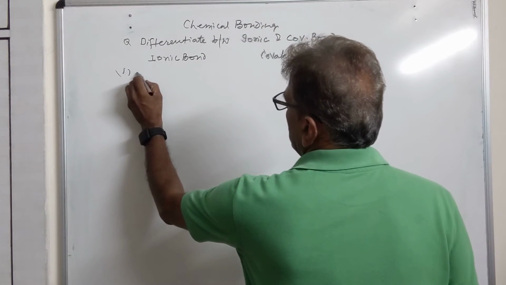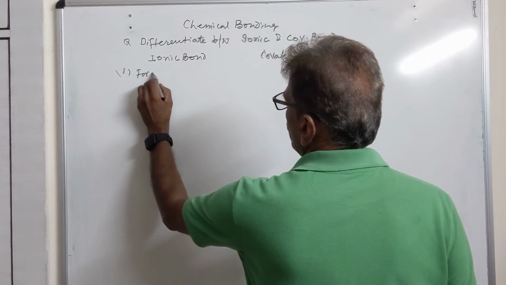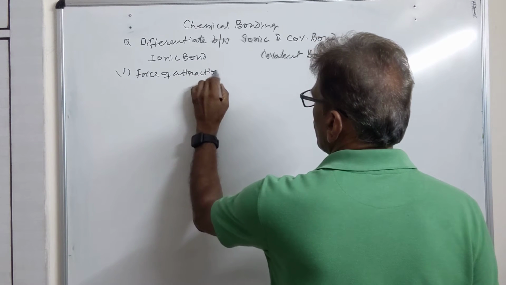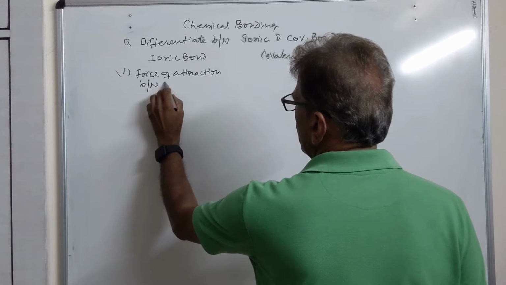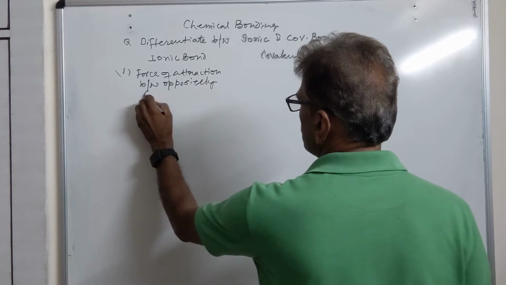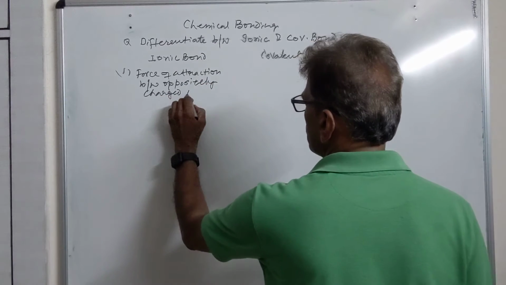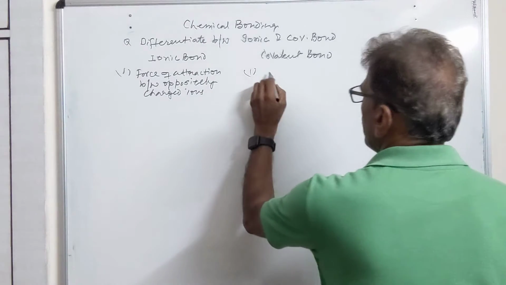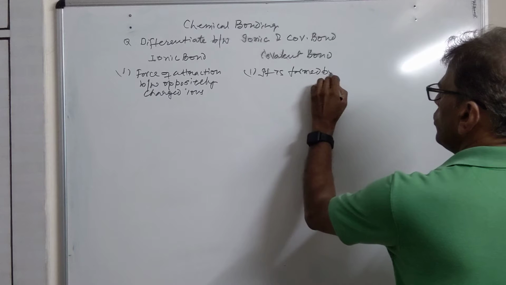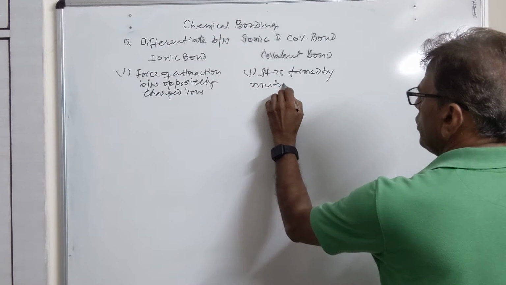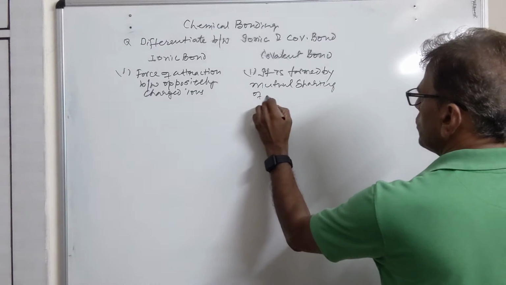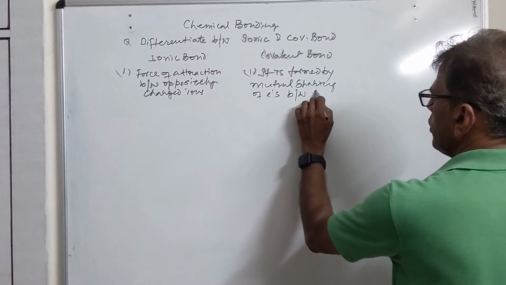So it is a force of attraction between oppositely charged ions. Covalent bond is formed by mutual sharing of electron between two atoms.